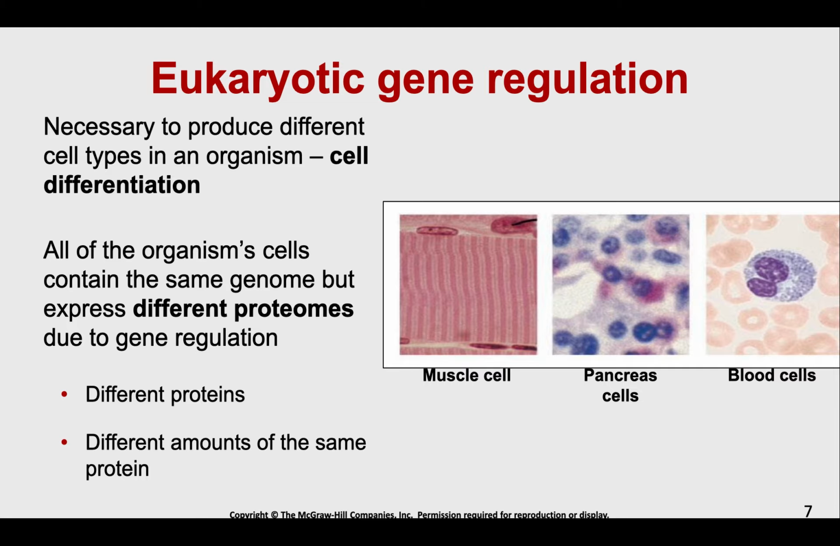This is very important for cell differentiation. Think about how many different cells we have in our bodies. We all have the same genome in every cell, but the way that the genes are expressed is going to determine what that cell becomes. Maybe that cell is a muscle cell, or a pancreas cell, or a blood cell. So you have all the same genome, but express different proteomes. We're going to express different levels of proteins, or maybe different proteins altogether. So a proteome is what types and how much of a protein is being expressed in each cell.